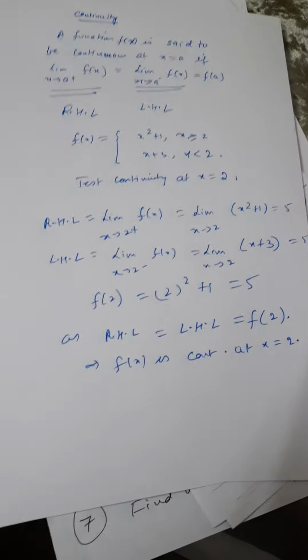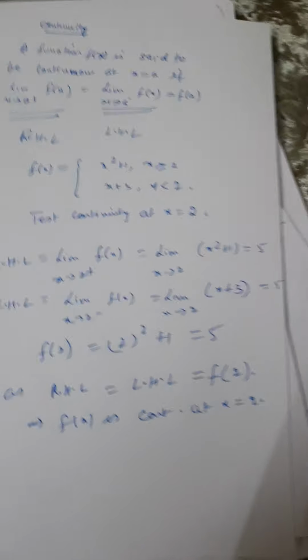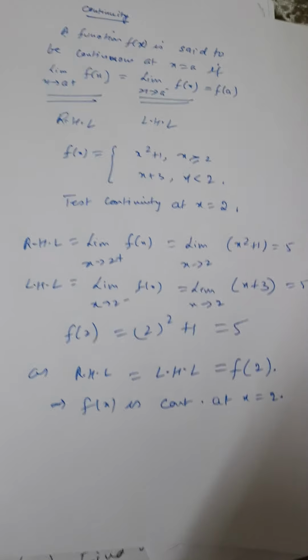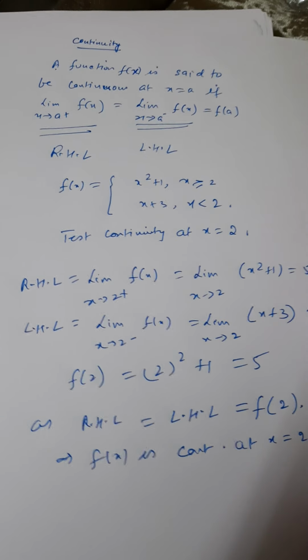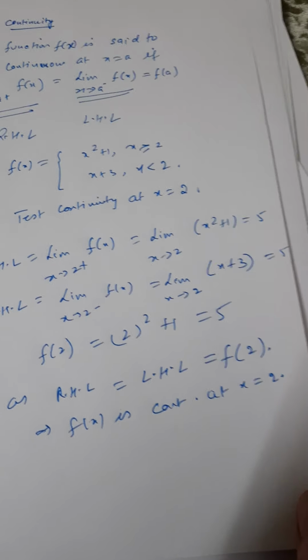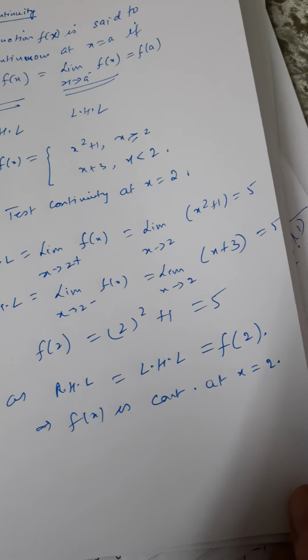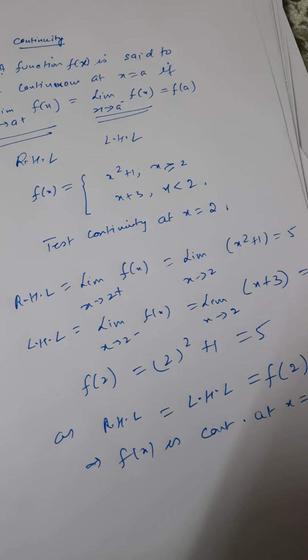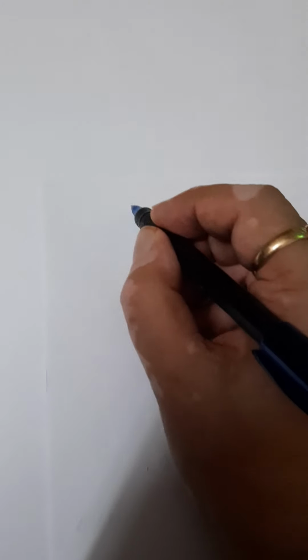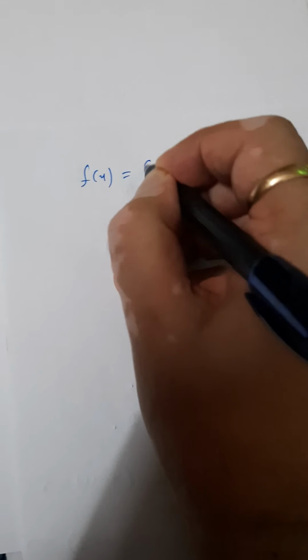Now this is the case where the function is continuous at x equals 2. As far as discontinuity is concerned, like the function can be discontinuous at any point, I will give you an example. Suppose we take f(x) equals x plus 1 if x is greater than or equal to 0, and x minus 1 if x is less than 0.